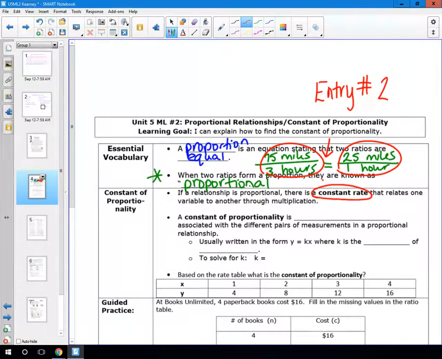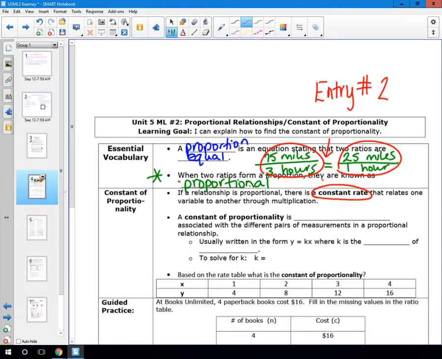So now let's move on to this big word called constant of proportionality. A constant of proportionality, I'm going to give you a hint. It's a really big word, but it's really not that big of a thing. You basically have already learned constant of proportionality. Constant of proportionality is simply the unit rate. It's the rate that something is changing per 1.